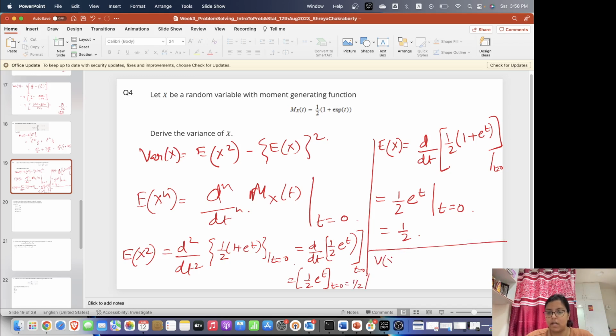So then the variance of x is the expectation of x square, that is half, minus the expectation of x whole square, that is half whole square. It is half minus 1 by 4, which is 1 by 4.